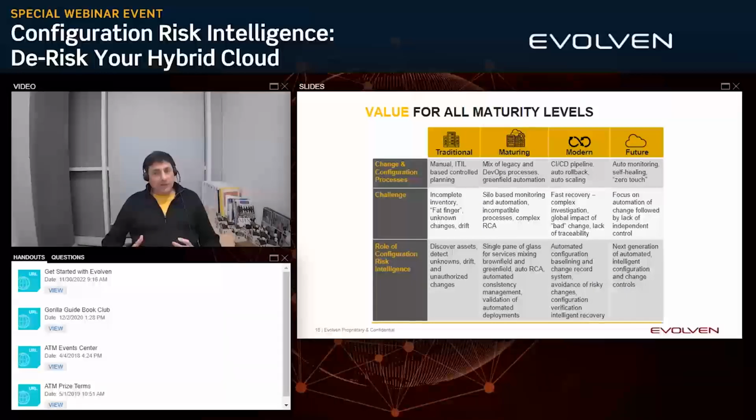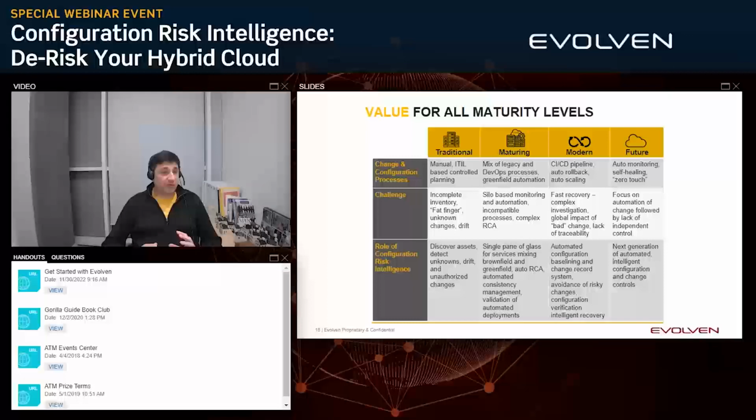So when considering the configuration risk intelligence approach and technology, a frequent question I get from customers is if it fits their organization's maturity. And my experience is that configuration risk intelligence can help mitigate risks for any organization, from a very immature one running purely manual ITIL processes to organizations that implemented zero-touch, auto-scaling, self-healing cloud environments.